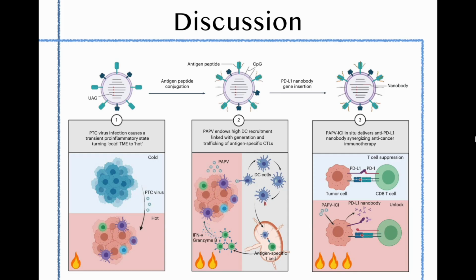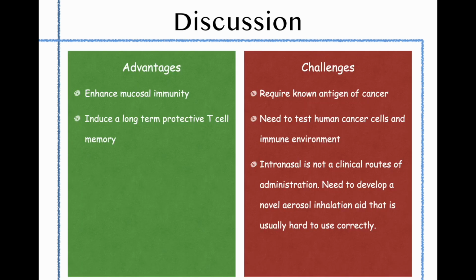The PTC virus infection can turn on the immune response in the tumor microenvironment, and the PAPV endows high DC recruitment that causes the increase of T cell population and activation. Furthermore, combining with the PD-L1 nanobody can prolong the immune response. This viral-based vaccine can enhance mucosal immunity successfully. It's a breakthrough, and it can also induce a long-term protective T cell memory, but there are still some limitations.